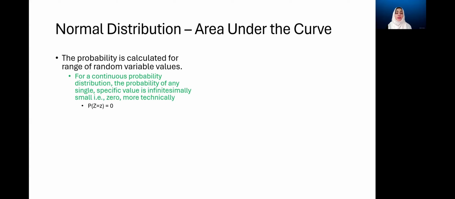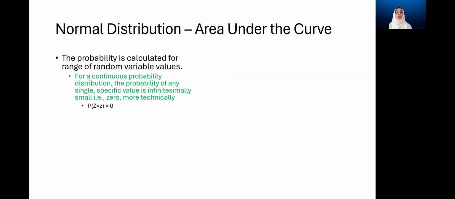For continuous probability distributions, the probability of any single specific value of the random variable is infinitesimally small, very close to zero, and practically we can say that it is equal to zero. So you will see this in most places: for a continuous random variable, the probability of the random variable assuming one particular value is practically equal to zero.